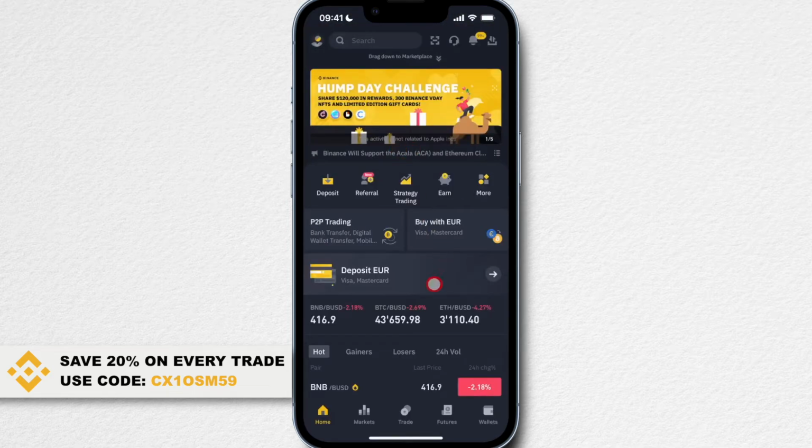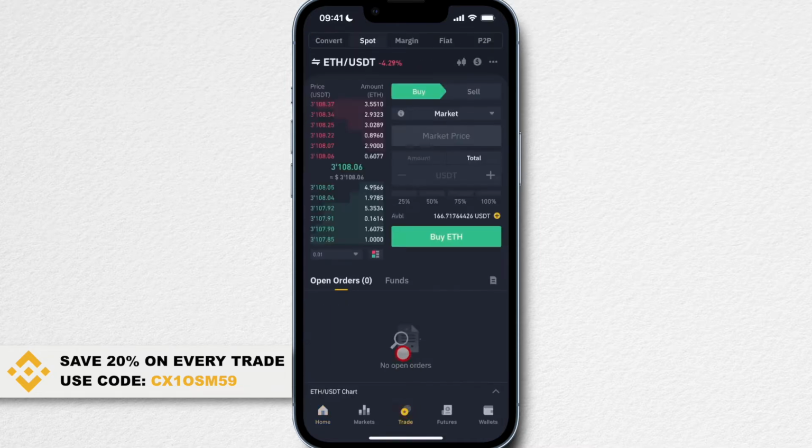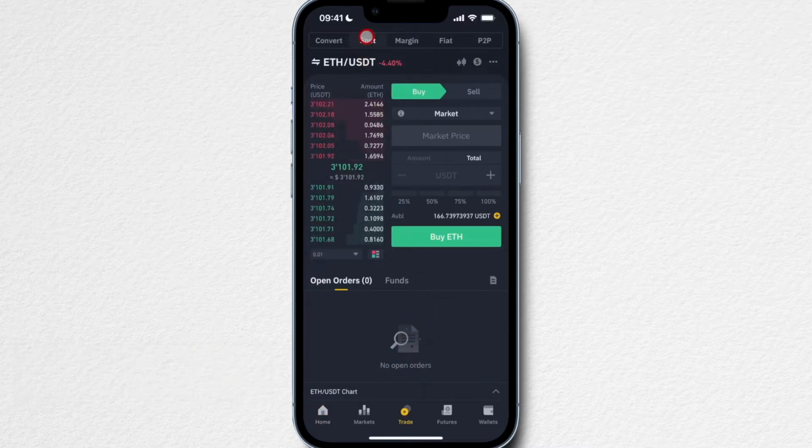And now here on the bottom, we can see trade, which is where we're going to click. And now we are in the trading interface of our Binance app. First we want to make sure that we are on the spot trading tab that you can see right here, which just means that you're trading without any leverage.